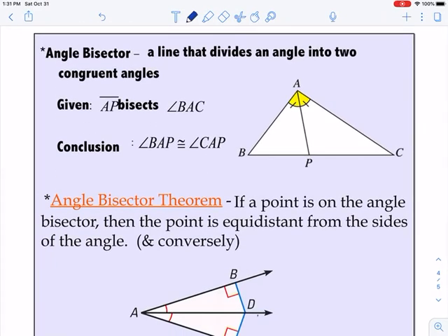Okay, so now an angle bisector is a line that divides an angle into two congruent angles. So given that AP bisects angle BAC, that means that angle BAP is going to be congruent to angle CAP. So AP is the bisector there, and this is going to be congruent to this.